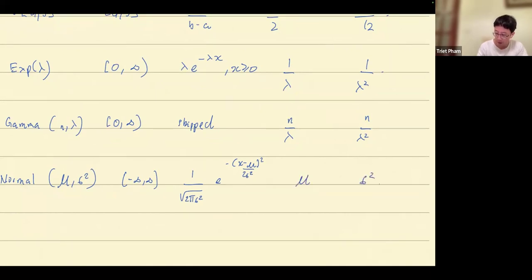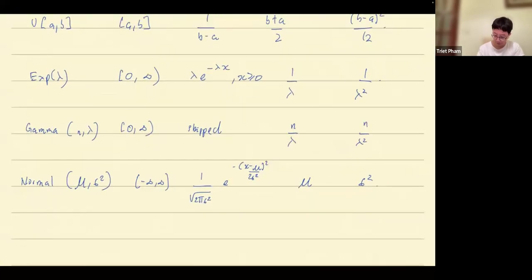Expectation is mu, variance is sigma squared. All right, any question?